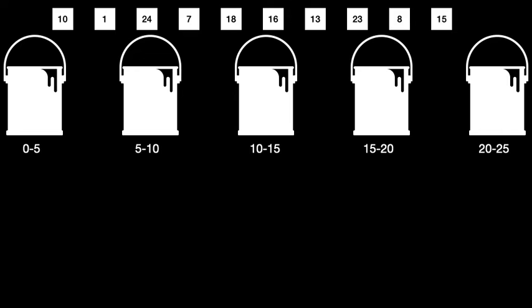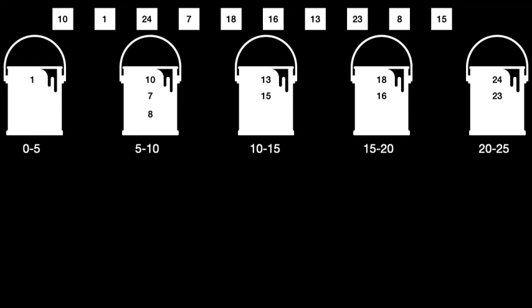Here's a visual representation of what bucket sort does. You can see at the top there's an array or a data set of 10 integers. Below is a visual representation of how we might divide up the array into 5 buckets, in this case in sizes of 5, 0 to 5, all the way up to 20 to 25. And then you would just go down the list of the data set and place each of these integers into their respective buckets. As you can see, 10, 1, 24, 7, 18, 16, 13, 23, 8, and 15.